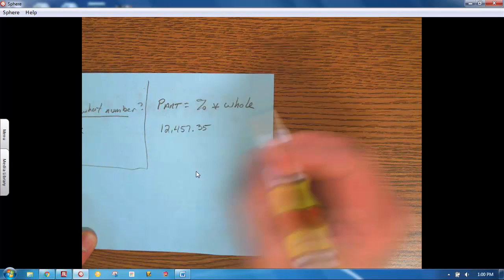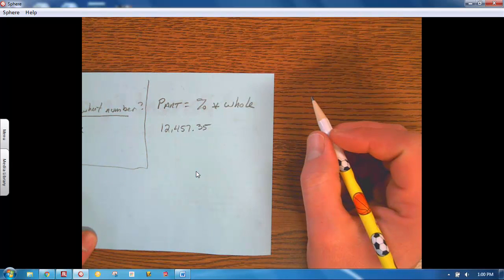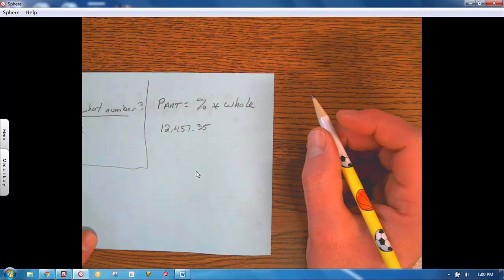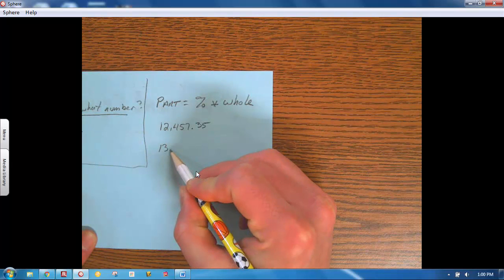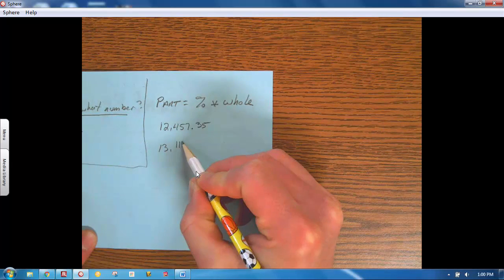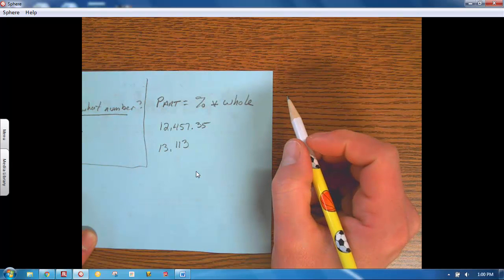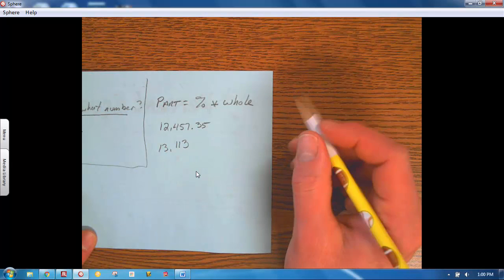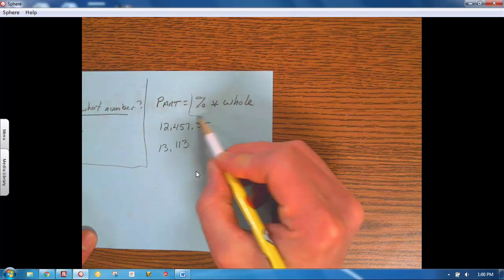So with that said, if we look at number 20, number 20 says about 12,457.35 tons of oranges were harvested in the United States in 1 year were used to make juice. If 13,113 tons of oranges were harvested, what percent were used to make juice? So the question there is what percent. So this is what we're looking for.